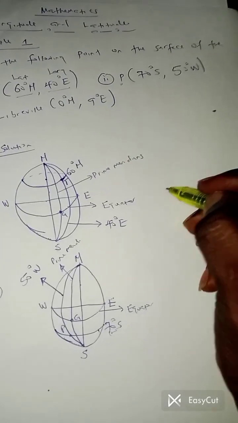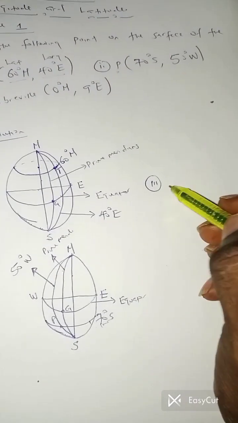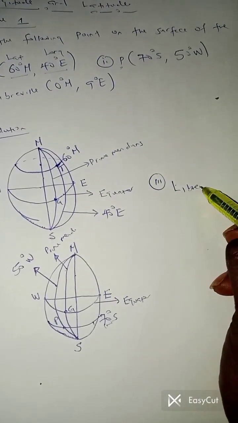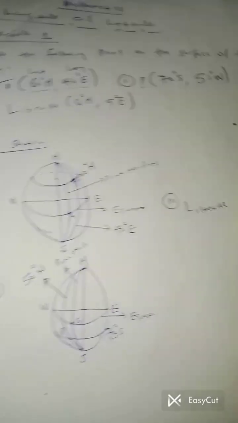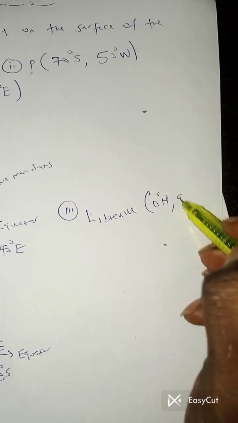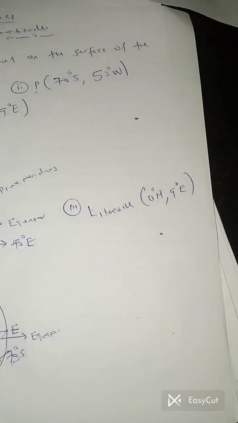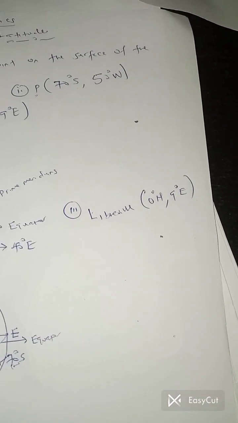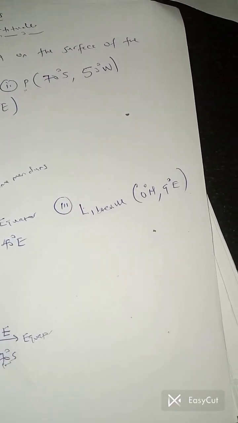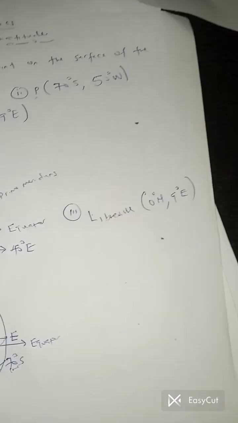So the last one that we're going to have there is Libreville. This is Libreville. The position I want to locate is 0° north, then 9° east. Now, when something is 0° north, always know that it falls at the equator. It can either be 0° north or 0° south. They always fall at the equator.